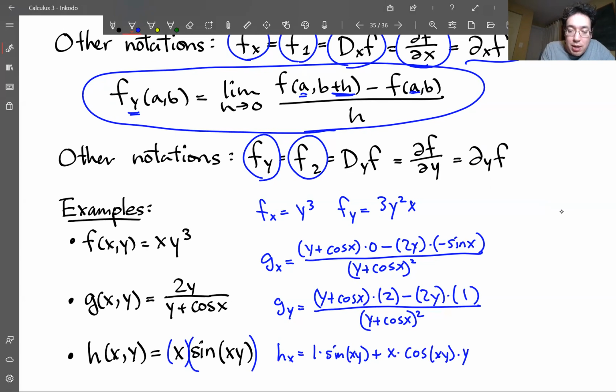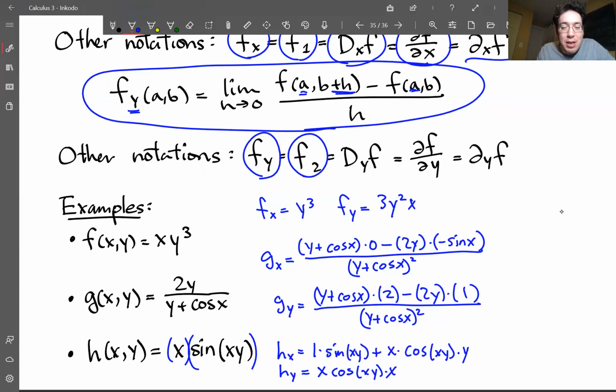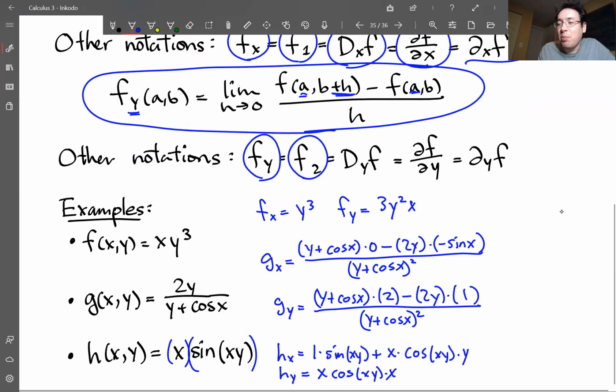Okay. Derivative with respect to y is actually a little bit easier. I don't have to use product rule here because I can think of x as a constant. So it's the constant times the derivative of sine. And then this time, I'm taking the derivative of x times y with respect to y. So derivative of y is 1 times x. Okay, I hope this makes sense.